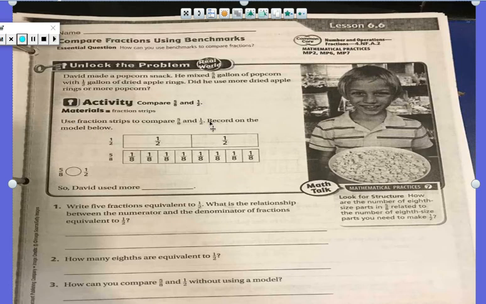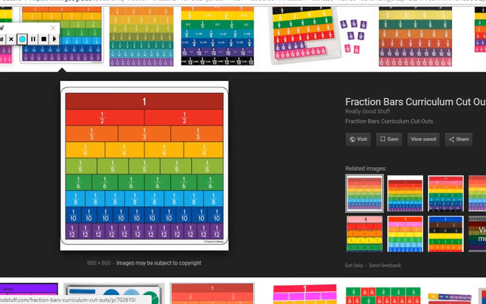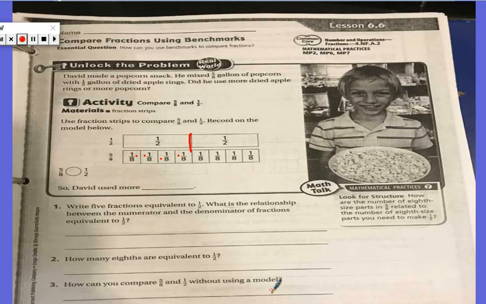Okay, so use fraction tiles to compare and record on the model below. So we can conclude from looking at those fraction tiles and just knowing what a benchmark is, something that you just know, like 4/8 is a half. That's something that you should try to memorize. Or that 2/8 can fit in a fourth, and 4/8 can fit in a half. Just try to see if you can remember those things.